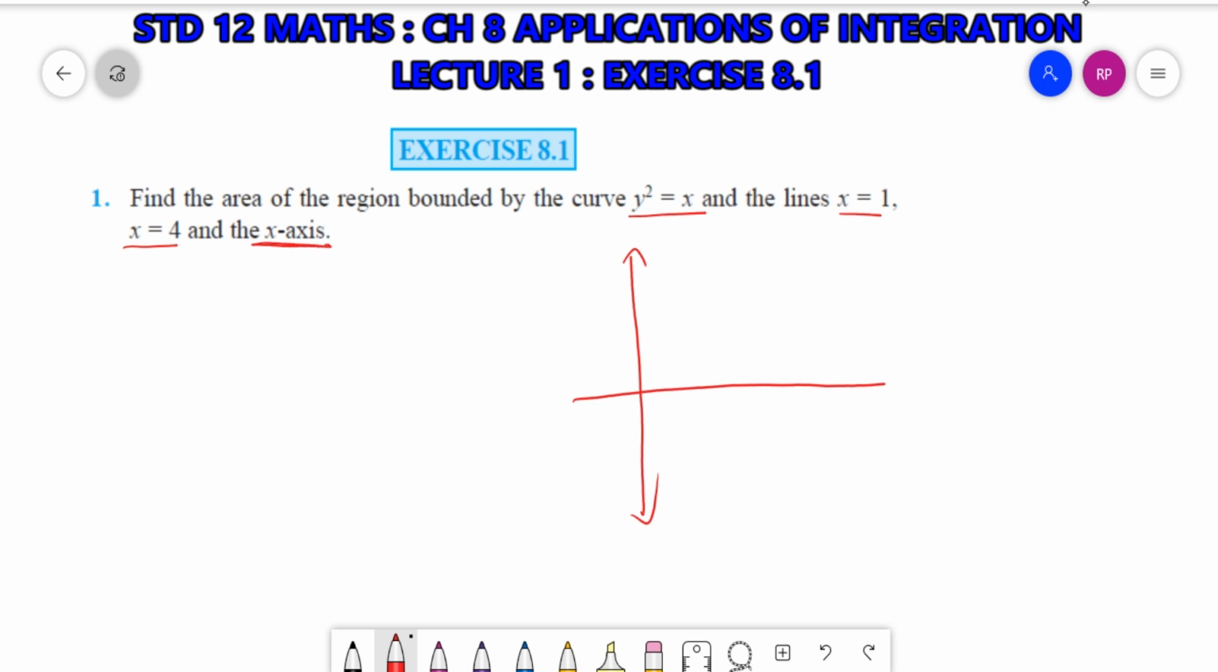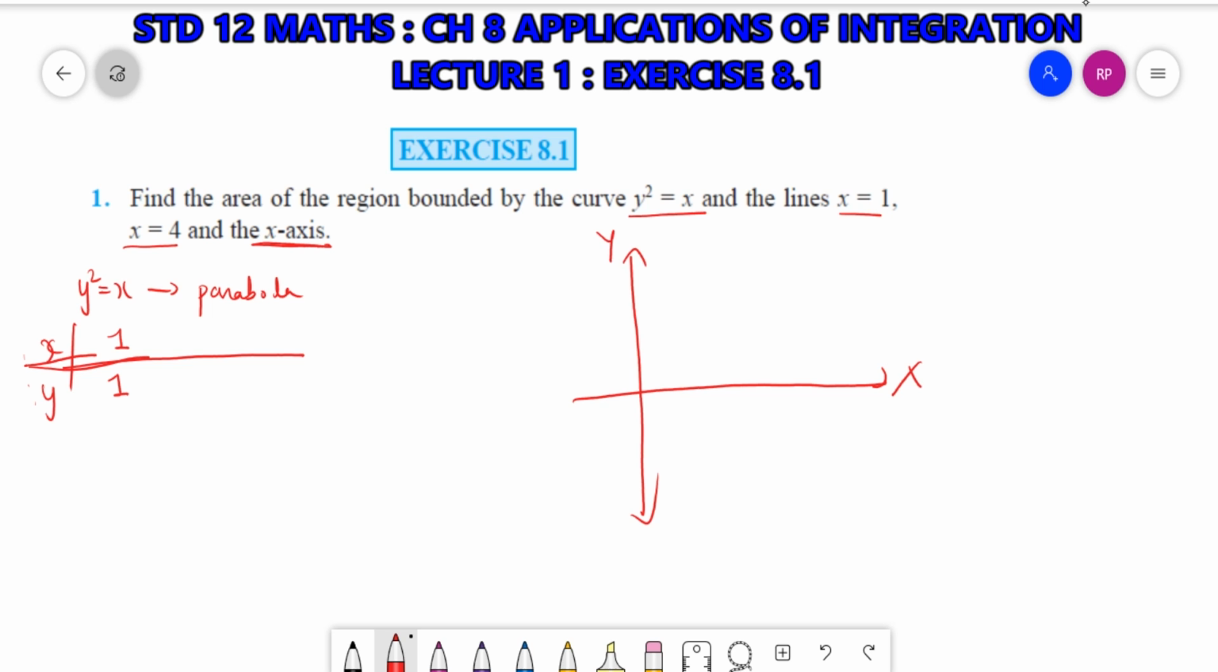Okay, let's draw this x-axis, y-axis. Now the curve is y square is equal to x. Now this is the equation of a parabola. Here it's given x equal to 1 and x equal to 4. When I take x equal to 1, y square is equal to x, right? So 1 square, that will be equal to 1.